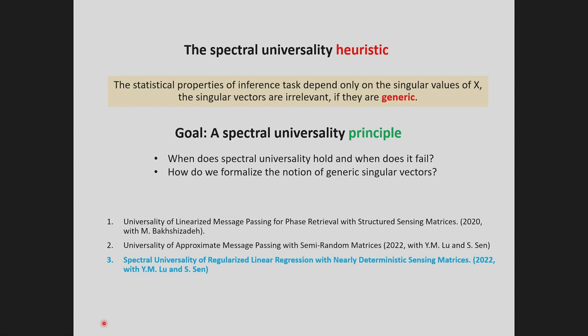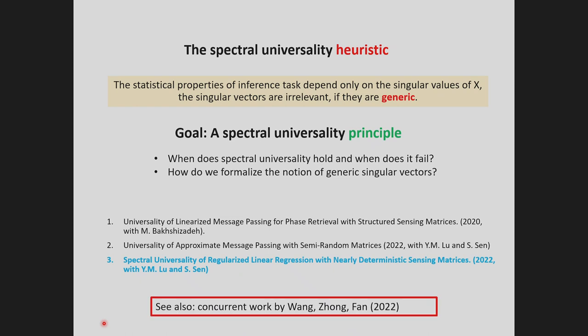I've worked on this for a bit, and what I'll tell you about is the last result I got with my postdoc advisors, Yue Lu and Subhabrata Sen. I'll also point you to concurrent work by Wang, Zhong and Fan, which is basically studying the same phenomenon.